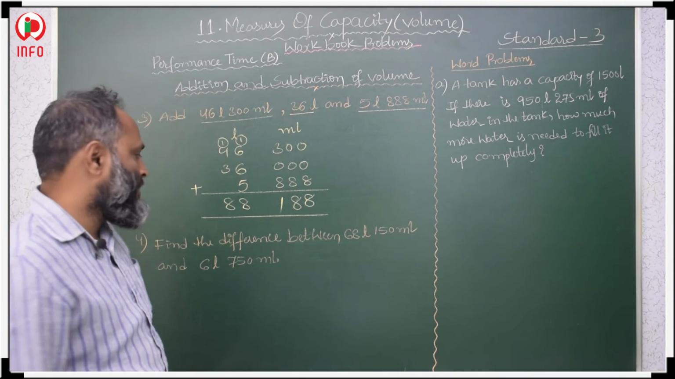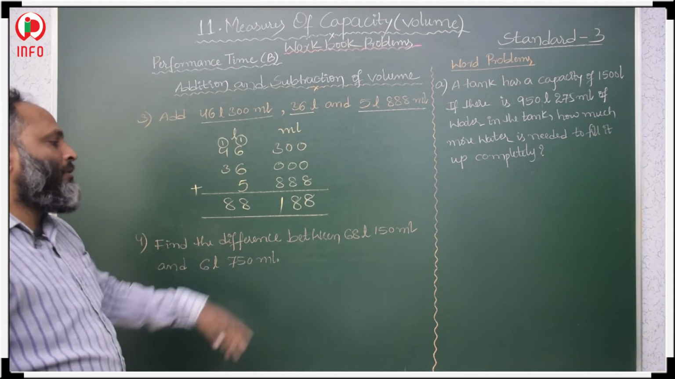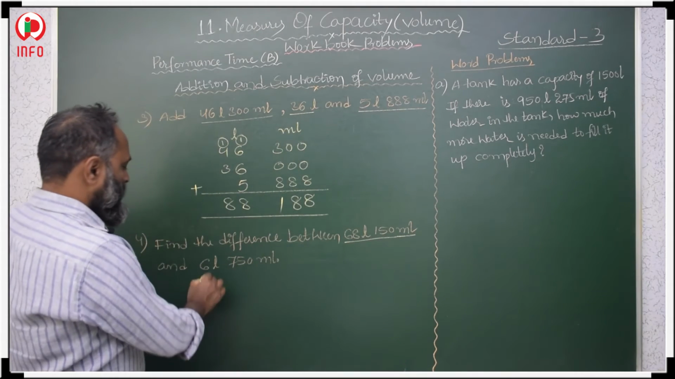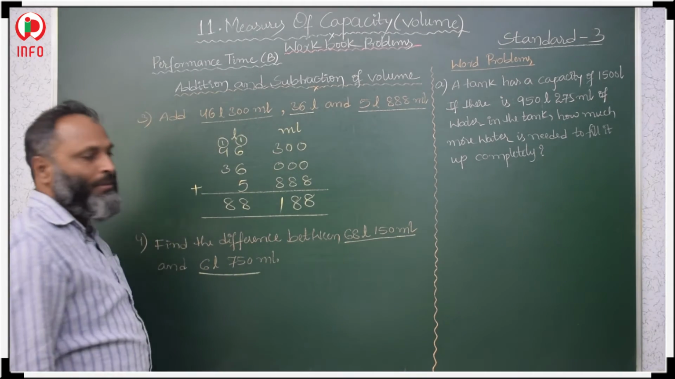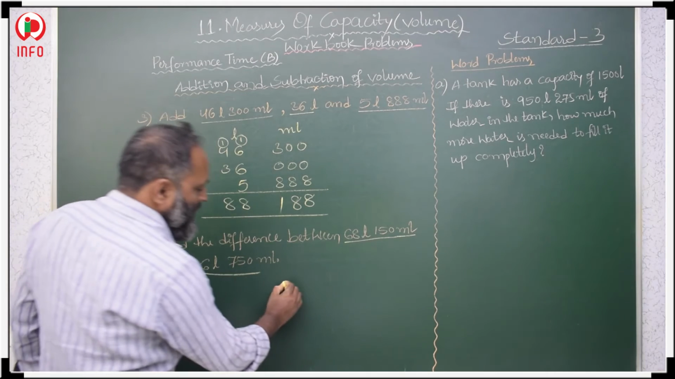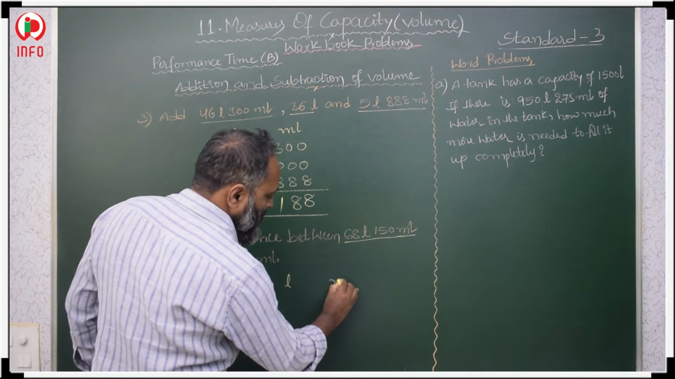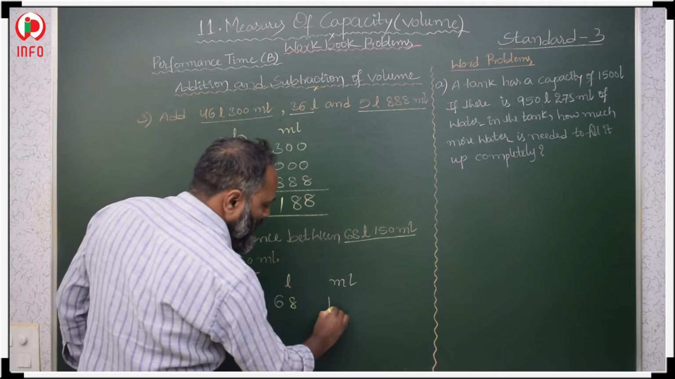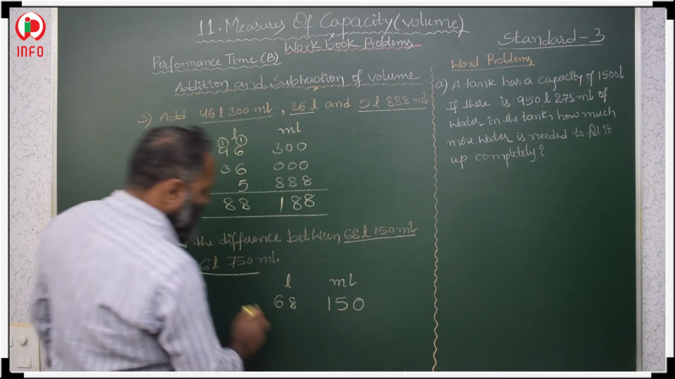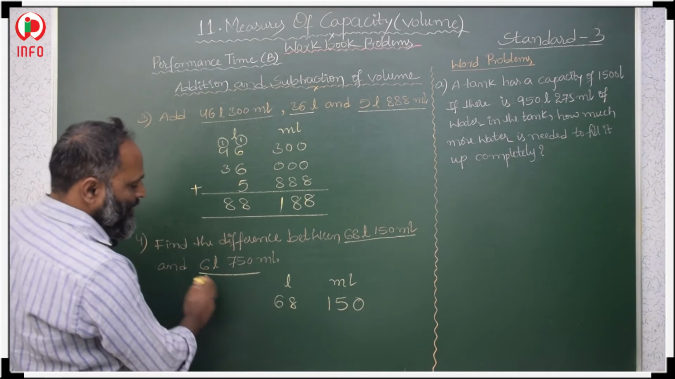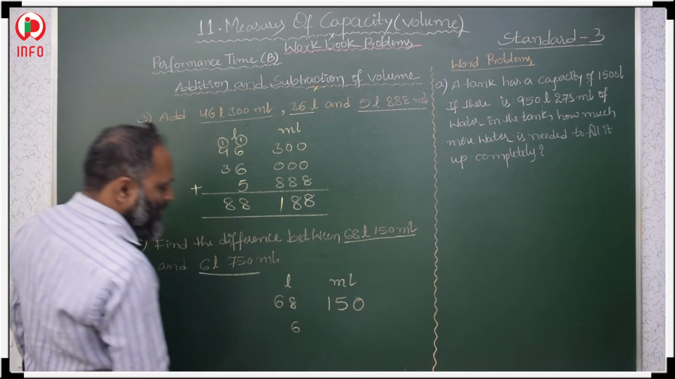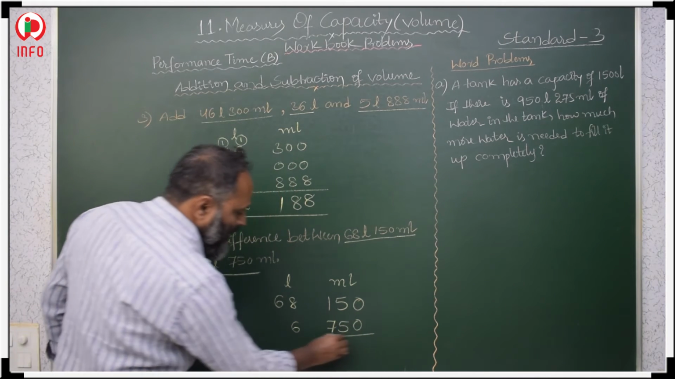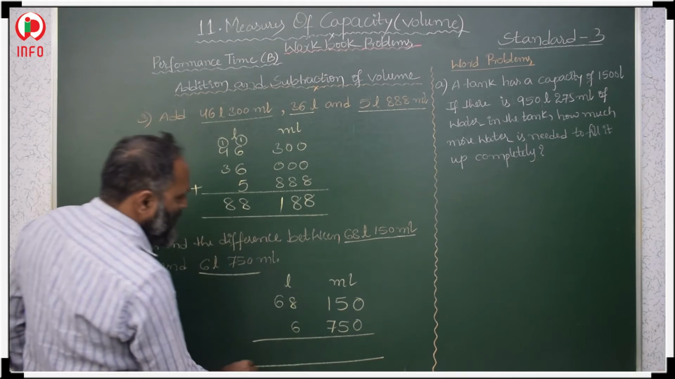Okay. Next, find the difference between 68 liters 150 milliliters and 6 liters 750 milliliters. First we have to arrange in column, liters first, then milliliters. First one 68 liters 150 milliliters. The second one is 6 liters, 6 is in units place of a liter, and 750 milliliters. Now subtract.